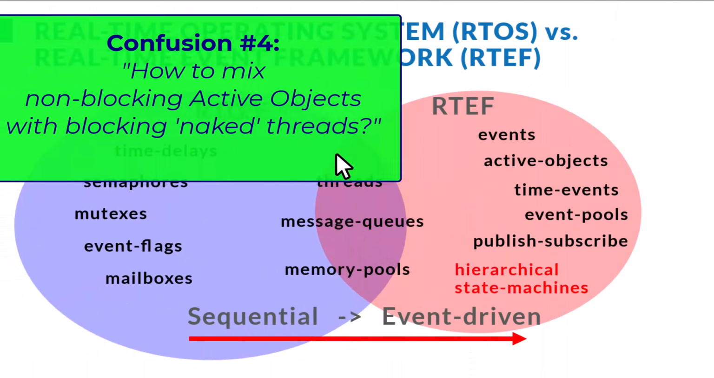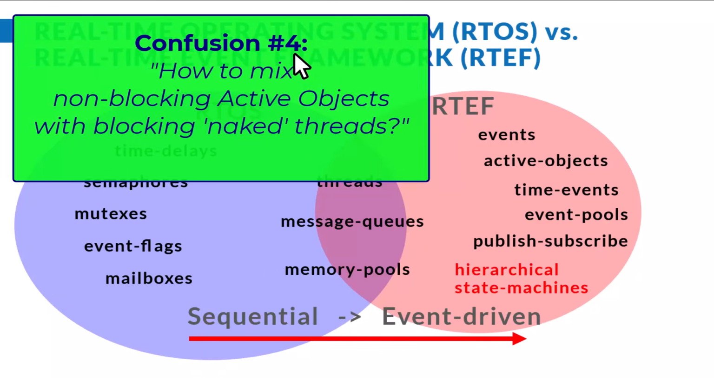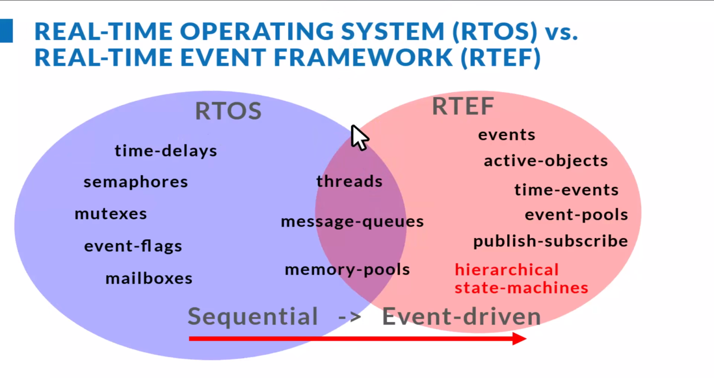And the final confusion I'll try to clarify by the end of this lesson concerns mixing non-blocking event-driven programming with traditional sequential programming based on blocking. This issue becomes critical when an active object framework is built on top of a conventional blocking RTOS.